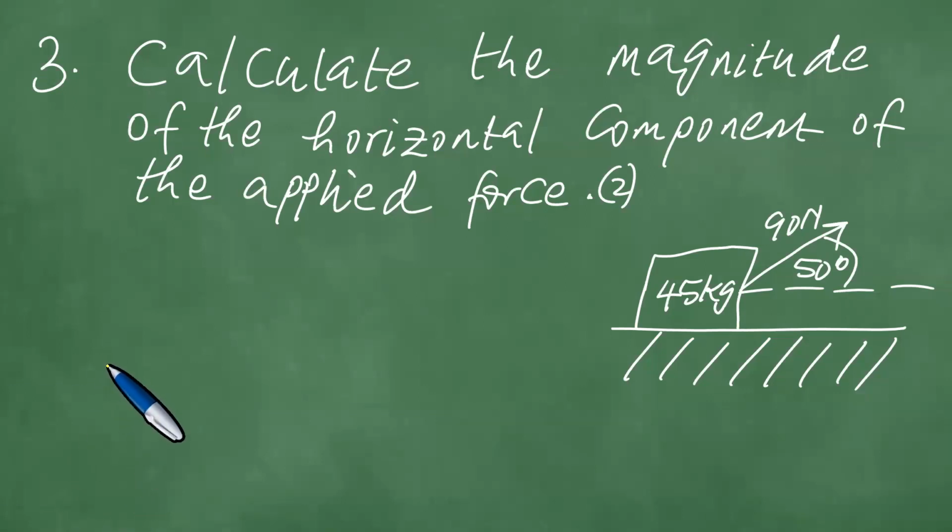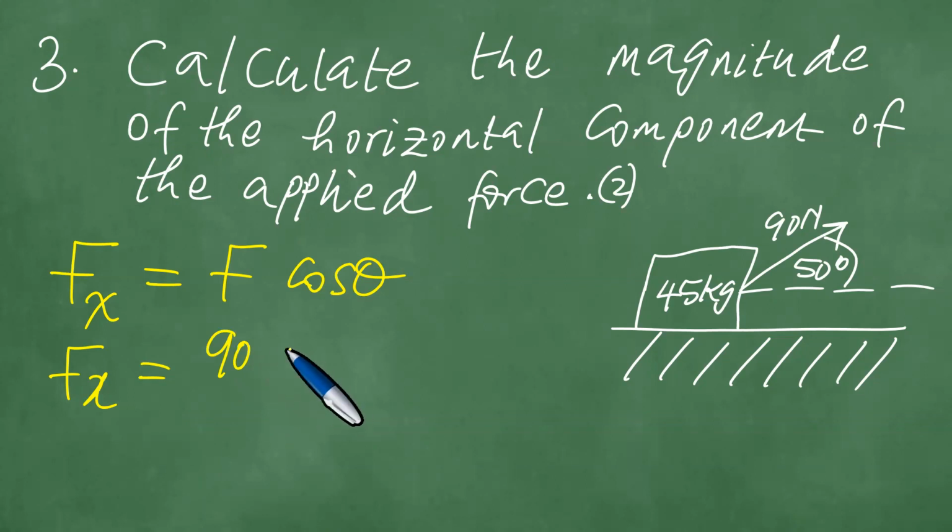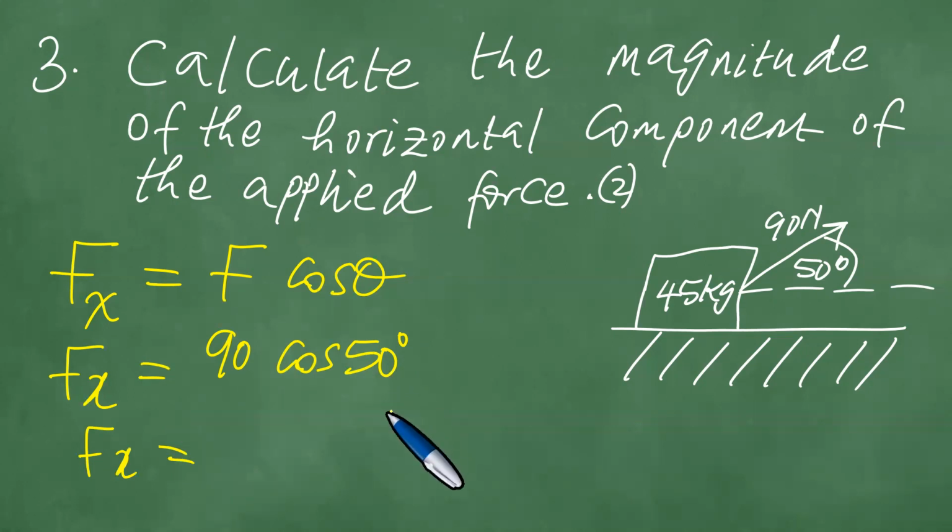Right, looking at part three. Want to calculate the magnitude of the horizontal component? We have learned that the horizontal component has its formula as F subscript X, which is F cosine theta. This is the formula for the horizontal component of a force. Because the x-axis itself is horizontal, that is why you have F sub X, which is now the force itself applied, 90 newtons, cosine 50 degrees. Ninety cosine 50, which is actually 57,85 newtons.